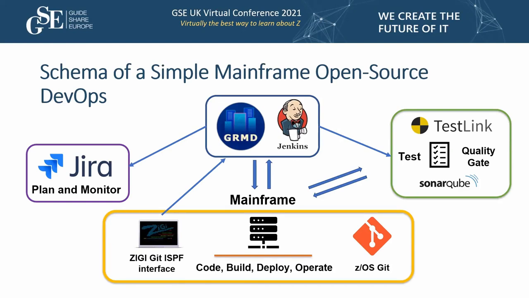All which correlates with tests and quality gate, we try to cover it by open source test management system like TestLink. Also, we try to integrate a free trial version of SonarQube, which you also could try by yourself for some time. And also other steps like code, build, deploy, operate, as you can see here mentioned on the mainframe side, with help of z/OS Git and Ziggy Git ISPF interface, which we'll present once in the next demo.